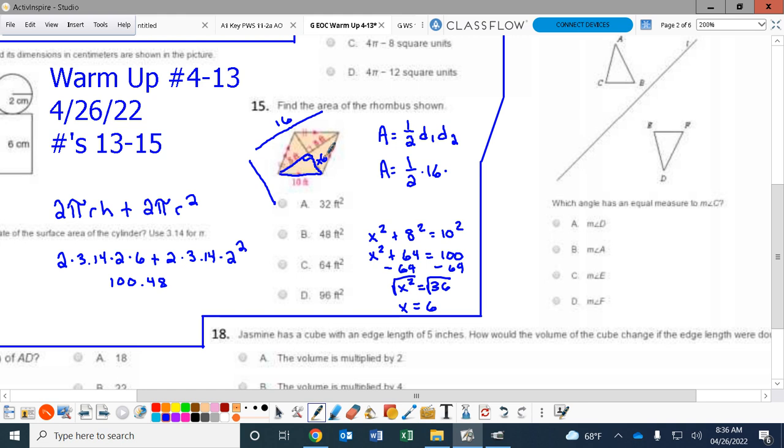So if this piece is 6, guys, what's going to be true about this other half of the diagonal? It's going to be 6 also, which means how long is this diagonal all together? 12. Which means we plug it in the formula 1/2 times diagonal 1, 16 times diagonal 2, which would be 12. And then it's just an arithmetic problem, guys. Work that out, see what you get. 96, which is choice D. Choice D. There you go.